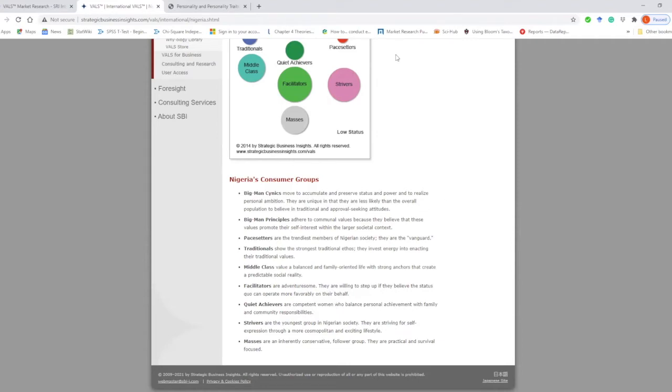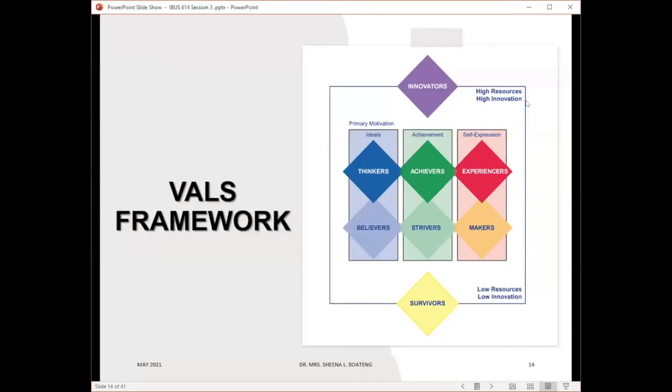So when you get the opportunity, please visit the website. I've put the link in the slides. Familiarize yourself with all the different categorizations from the different countries that they have done, and try to take the VALS survey and see where it will position you. I think it will be very interesting for some of us to find out the kind of consumers that we are.